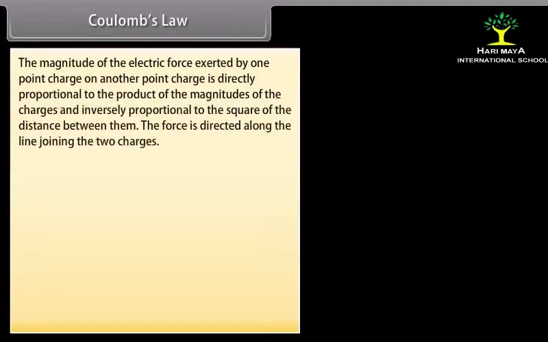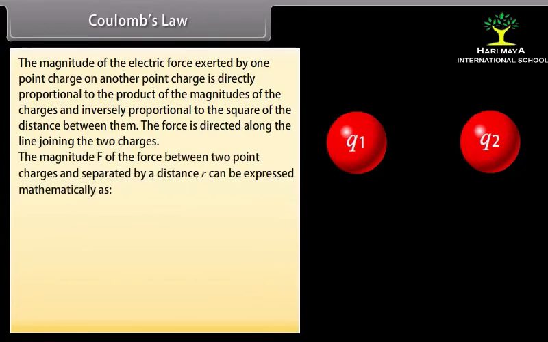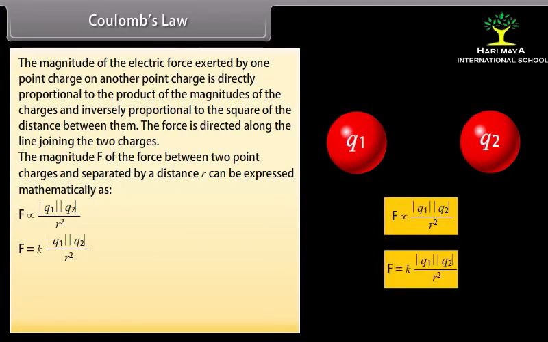Coulomb's Law. The magnitude of the electric force exerted by one point charge on another point charge is directly proportional to the product of the magnitudes of the charges and inversely proportional to the square of the distance between them. The force is directed along the line joining the two charges. The magnitude F of the force between 2 point charges separated by a distance r can be expressed mathematically as F = k |q1||q2| / r². Here, k is a constant of proportionality.